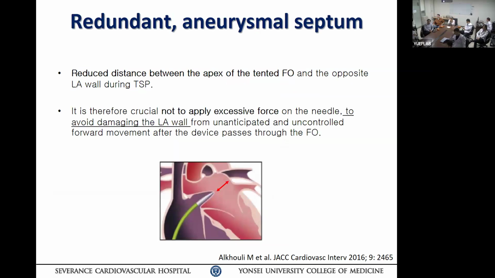And on some aneurysmal patients, if you push your septal puncture apparatus, the distance between the LA wall and the apparatus will get shorter, and a sudden transeptal puncture might damage the LA walls. You should keep this in mind.